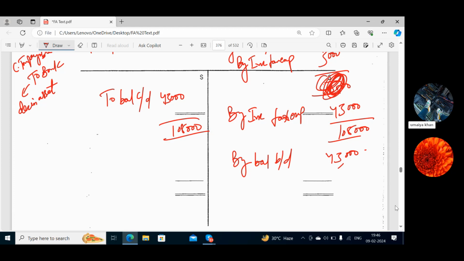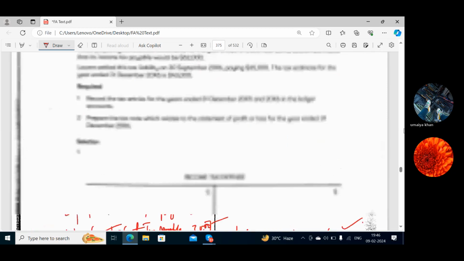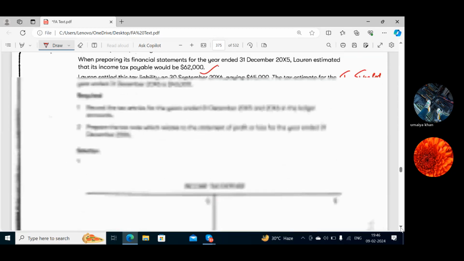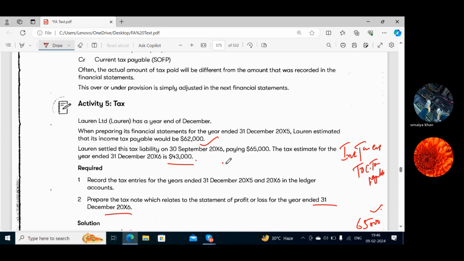And so, yeah. So they have asked this question. So we have done the first one. Second question, what they are asking is prepare tax note which relates to statement of profit or loss 31st December 2006. See, in this year, 43,000 is what is the estimated tax charge, right?